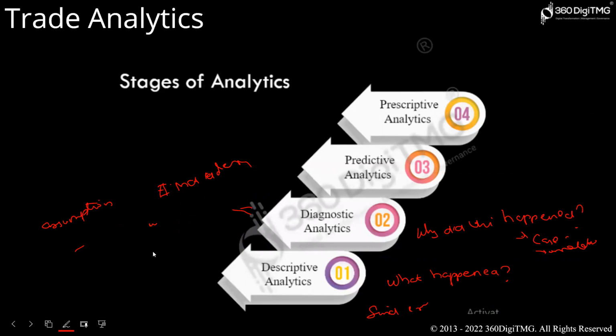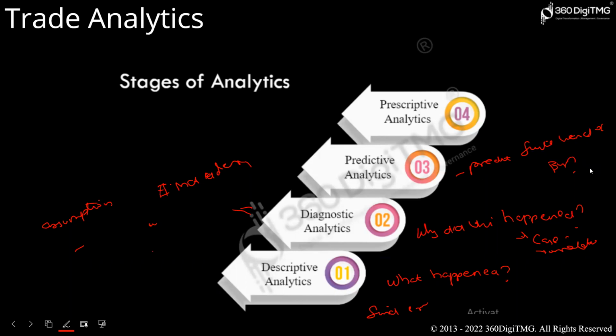So the first stage of analytics is descriptive. The second stage, diagnostic. The third stage, predictive. So what is predictive analysis? Predictive analysis is used to predict the future trend of the business or events.